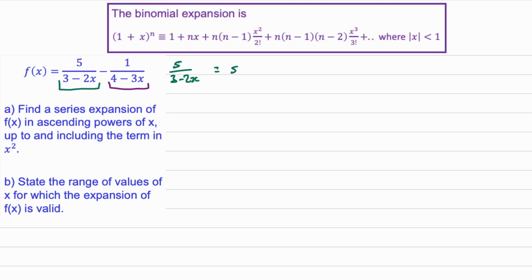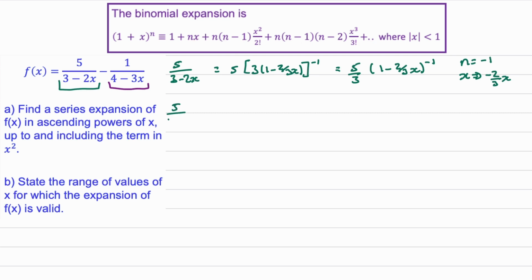So this will be the same as 5 lots of 3 multiplied by (1 − 2/3 x), and this is raised to a power of −1. Then we can expand out this −1. So we'll get 5 multiplied by 1/3, or 5/3, multiplied by (1 − 2/3 x) to a power of −1. So then we can apply the binomial expansion to this part here. We know the n term will be the power of −1, and the x term will map onto the −2/3 x. So we just need to substitute each of these into our expansion.